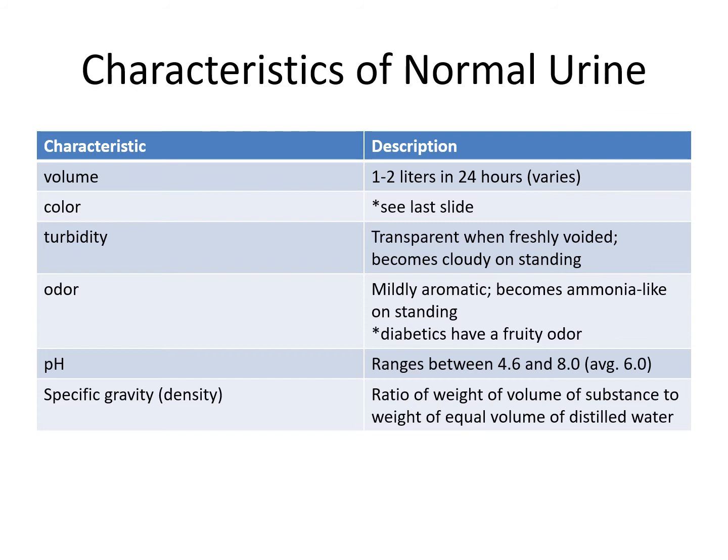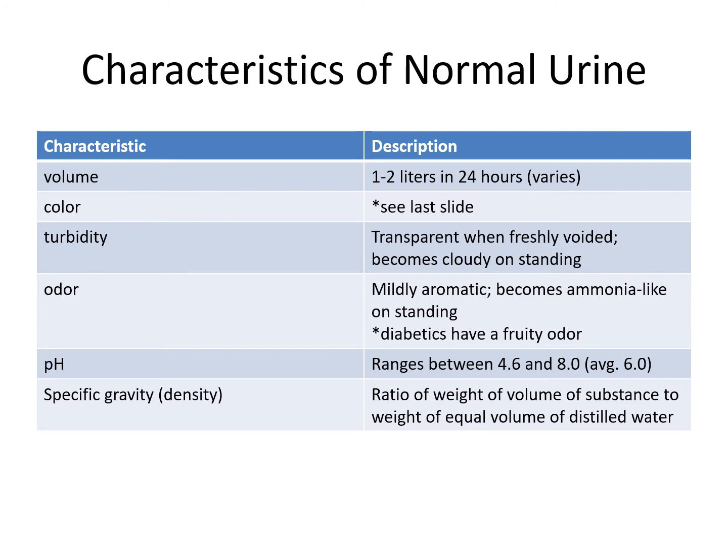Turbidity is whether or not urine, when it is freshly voided, is transparent. It will become more cloudy upon standing, and that is normal. The odor of urine can be mildly aromatic and will become more ammonia-like upon standing. When it comes to people who have diabetes, their urine is going to be very full of sugar, and thus they are going to have more of a fruity odor to their urine.